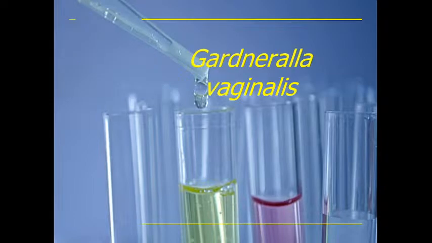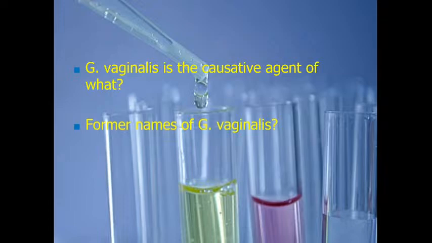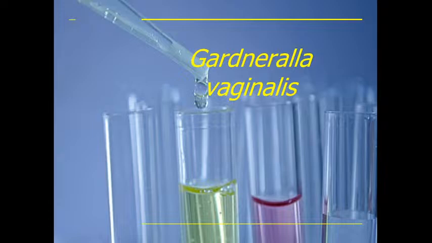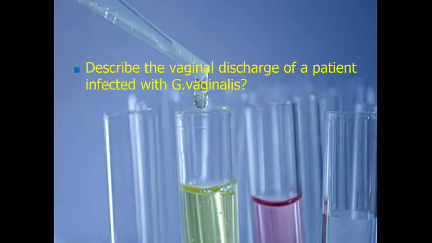Now let's move on with Gardnerella vaginalis. Gardnerella vaginalis is the causative agent of bacterial vaginosis, and the former name of Gardnerella vaginalis is Corynebacterium vaginale or Haemophilus vaginalis. But because we have, as I mentioned before, molecular technology to identify these organisms, we classified it as a different microorganism itself, Gardnerella vaginalis. Describe the vaginal discharge of a patient infected with Gardnerella vaginalis: foul-smelling, grayish vaginal discharge.